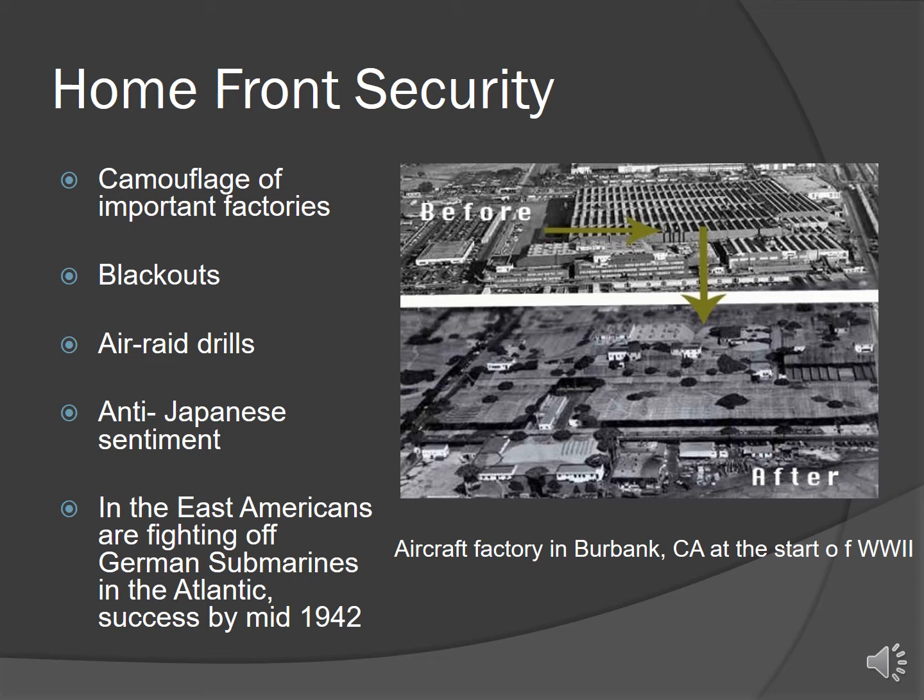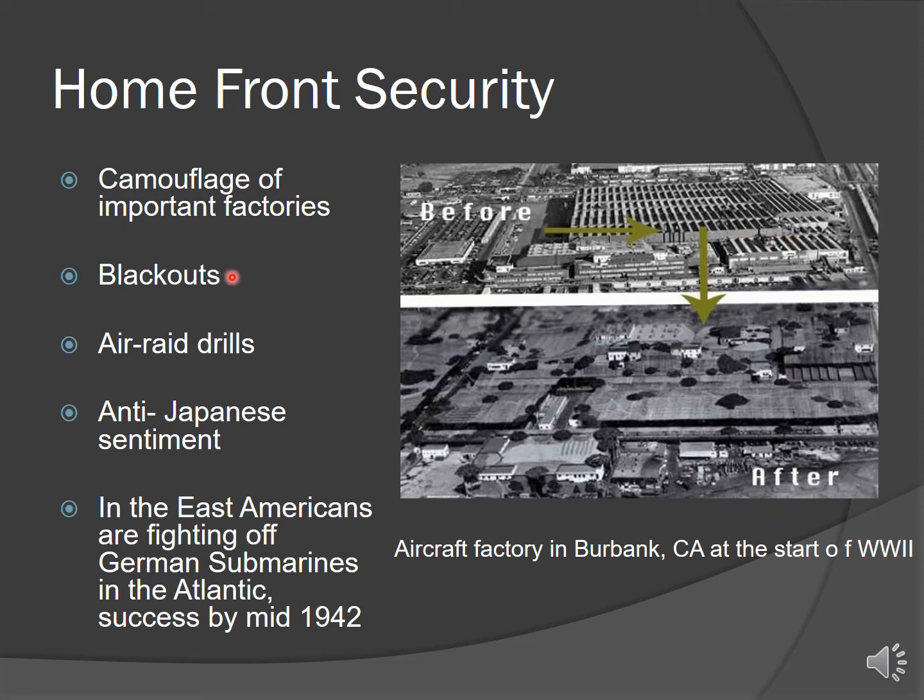This included the camouflaging of important factories, like you see here in this photograph, a before and after photograph of an aircraft factory in Burbank, California. Again, this is so that if the Japanese were to attack and they had military or industrial targets on their map, they would not be able to tell that this is an industrial target.